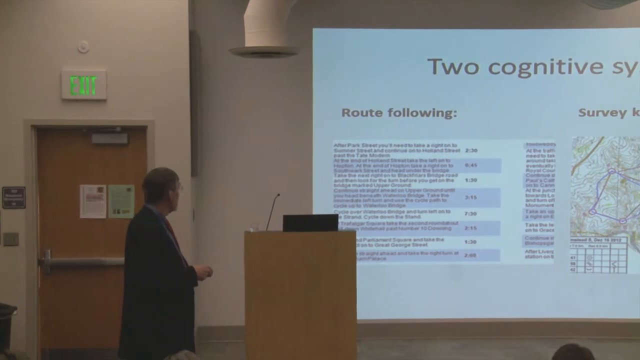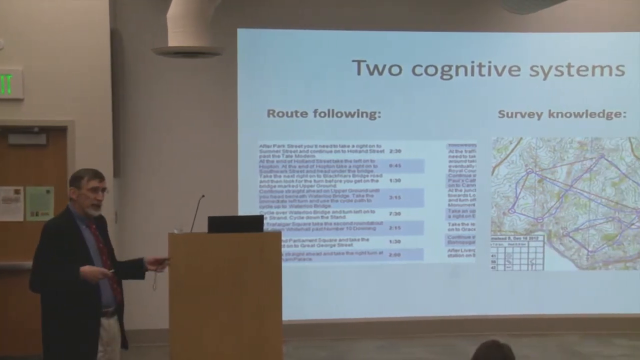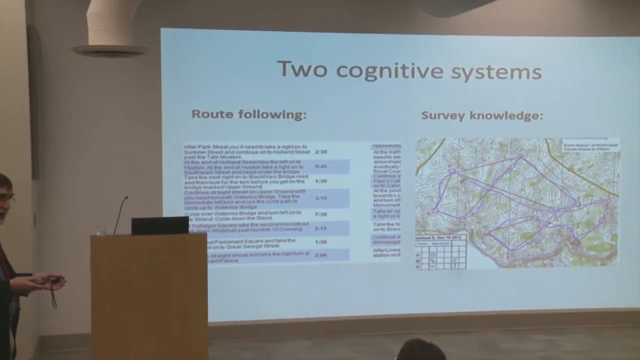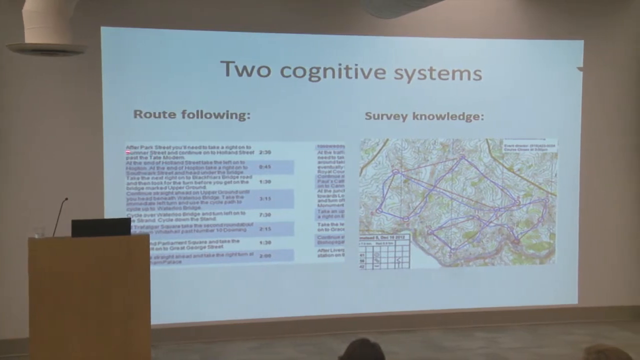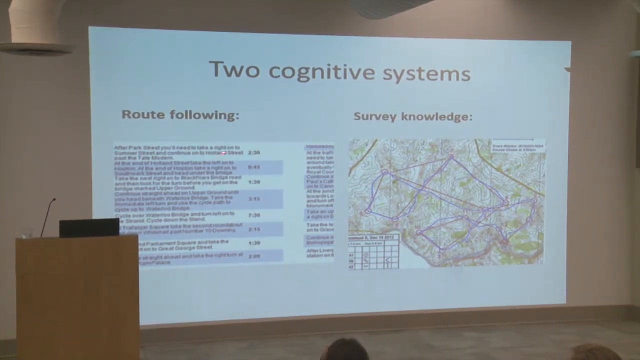There's some other terms that we use for this. If you think about getting directions from MapQuest or Google Maps, this is what you get. After Park Street, you'll need to continue and take a ride on Sumner Street and continue on to Holland Street, past the Tate Modern. Clearly, we're not in Colorado Springs, right? Yeah, I wish I were going to the Tate Modern, but no.